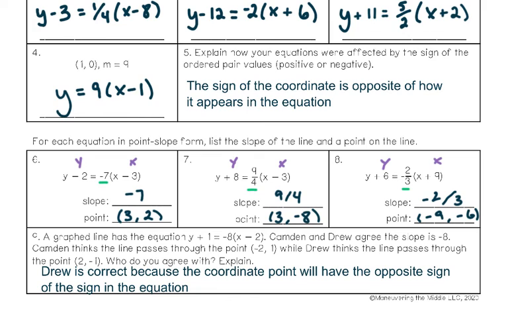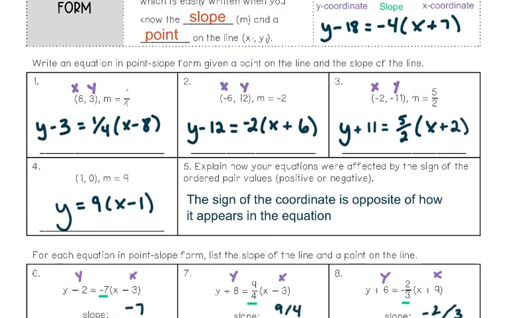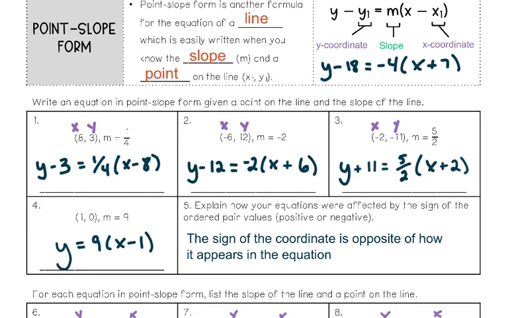Drew is correct because the coordinate point will have the opposite sign of the sign in the equation. The shortcut way to remember it is that it's always going to be opposite for point slope form. But if you just think about the equation in point slope form, or if you reference it, it's always going to start with y minus y, just like the slope formula.